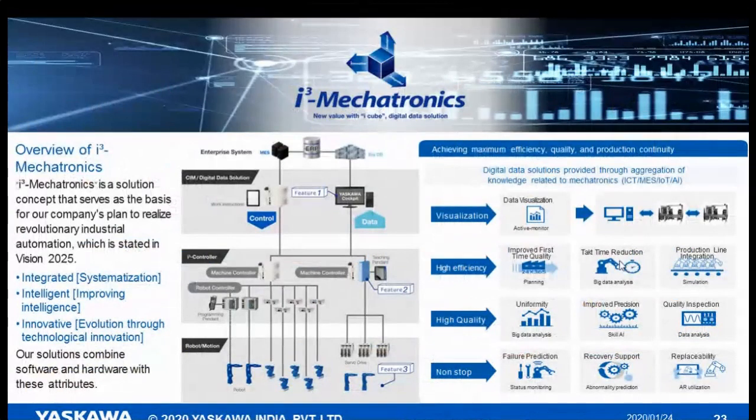So now, for example, we are supplying so many robots to TVS and Bosch in India. They are using 200, 300 robots. So it is difficult for their maintenance people to go to every robot to take the backup, or to check the log if any problem happens. So Escava is developing a platform called iCube Mechatronic, meaning integrated, intelligent, innovative. It is a solution that combines software and hardware.